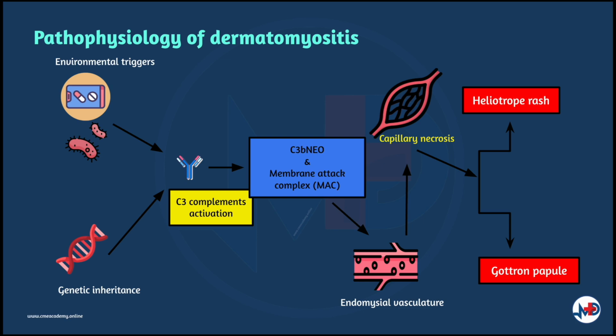This leads to formation of C3b neo and membrane attack complex, which is MAC, which will be deposited in the endomysial vasculature. In this case, capillaries are destroyed and muscles will undergo microinfarction. Initially, there is perifascicular atrophy in the muscles. Eventually, necrosis and degeneration of the muscle fiber will occur.